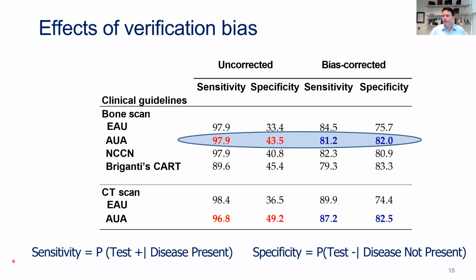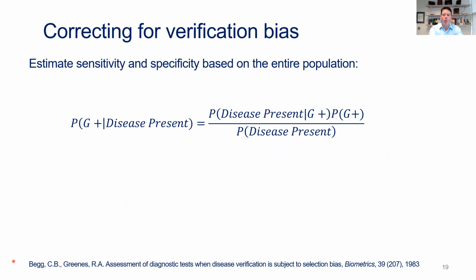So where do we go from here? Well, good thing we did some bias correction. I'm just going to talk about this one example. If you're interested in learning more, I really recommend this paper by Begg and Greenes on how to deal with verification bias or selection bias. The idea here is, I've switched T to G to represent that G stands for guideline. And so G plus means the guideline recommends a patient for imaging.